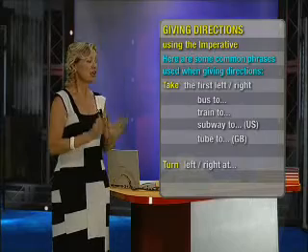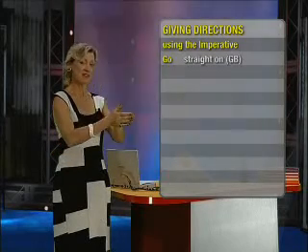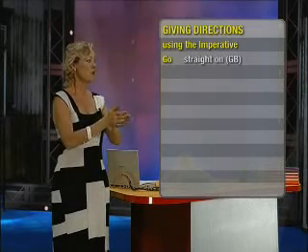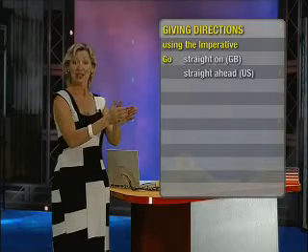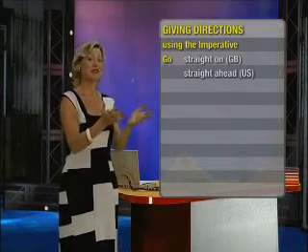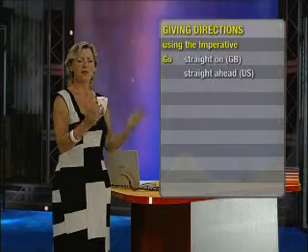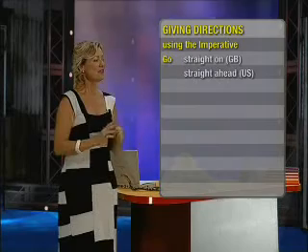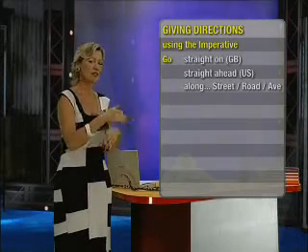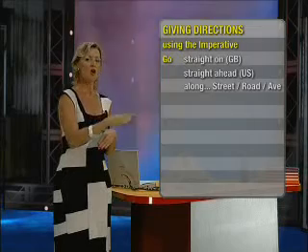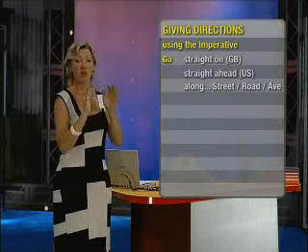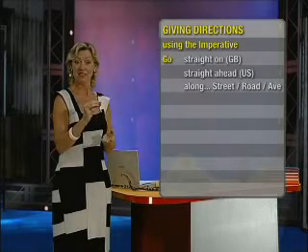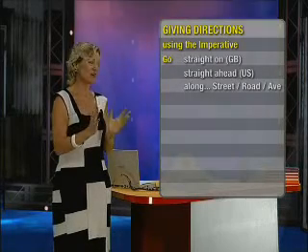Another possibility is go straight on, which is an expression we use in Britain, or go straight ahead, which is an expression that they use in America. But we use both. Straight on, straight ahead. All right? Then we can say go past the shop or go along the street, a road, or an avenue. Again, we use go, it's the infinitive, and it's the imperative form, all right?